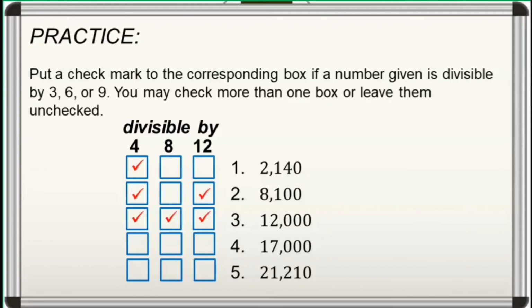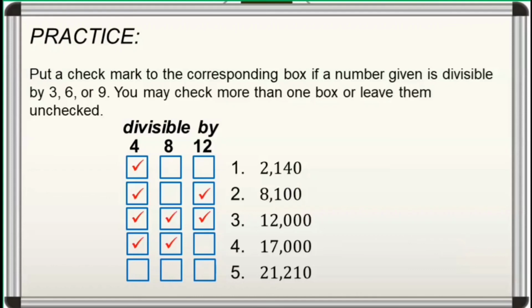For number 4, its last two digits form the number 0, so the given number is divisible by 4. Also, its last three digits form the number 0, so it must also be divisible by 8. The sum of its digits is 8, which is not divisible by 3, so it follows that the given number is not divisible by 12.